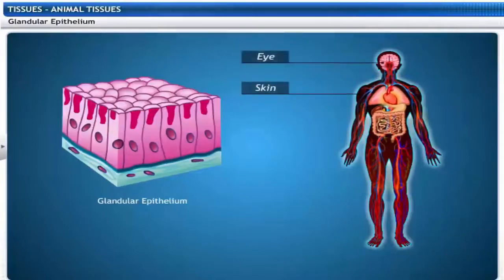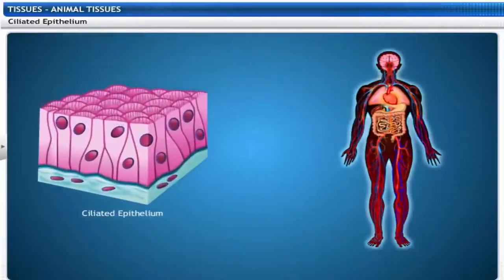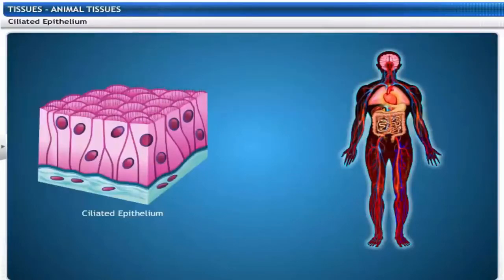Next is the stratified epithelium. They may have the same or different kinds of epithelial cells, and the cells line up one over the other to form the stratified epithelium. It is found in places of wear and tear like the epidermis of the skin, the lining of the mouth cavity and the esophagus.